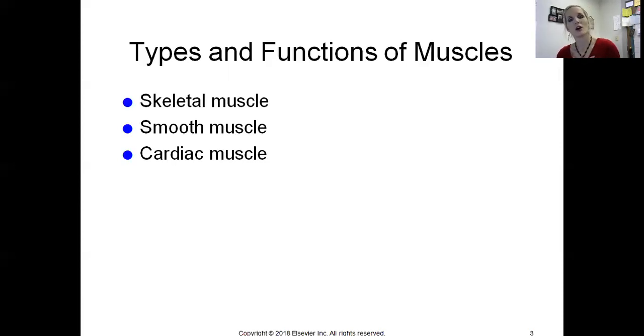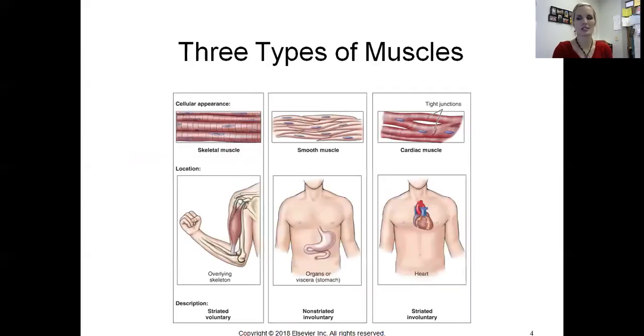And so our heart is kind of the grand central station of that. It's what all that blood has to go through in order to be pumped to where it needs to go. So our heart is going to make sure that that happens. The picture on the next slide is going to remind us of where we find these different muscles.